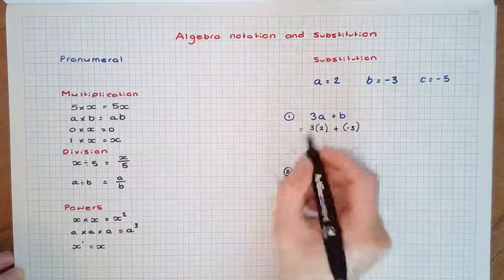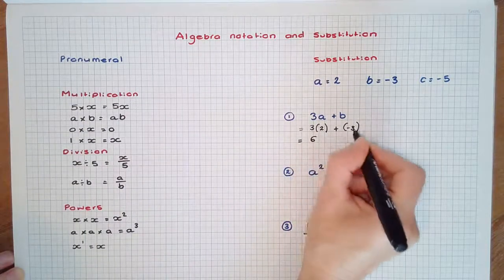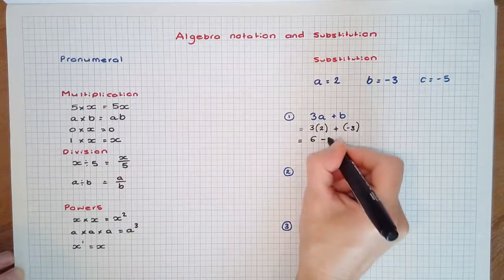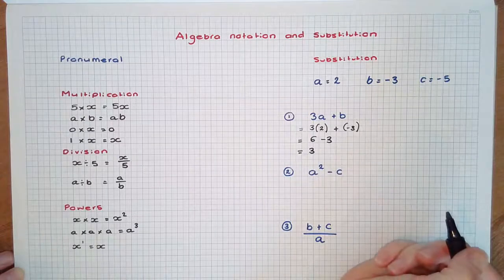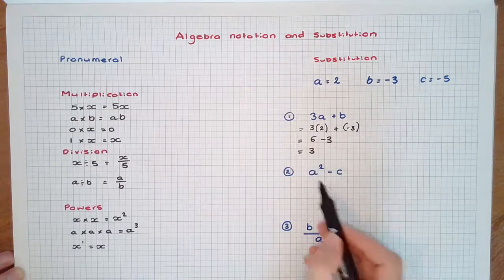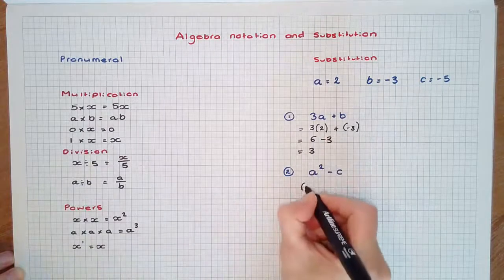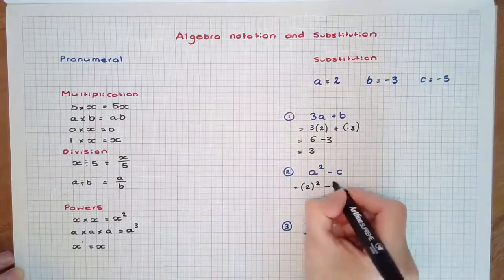Now we will evaluate the expression. 3 times 2 is 6, plus -3 is the same as taking away 3, and we have our final answer of 3. Here's an expression a squared minus c, a being 2 and c being -5.